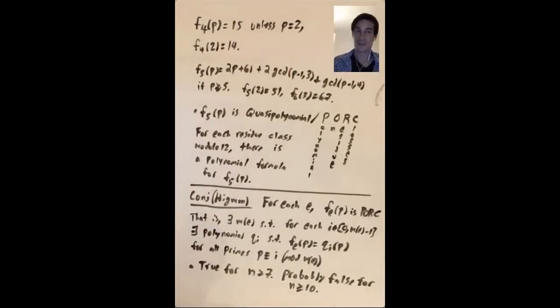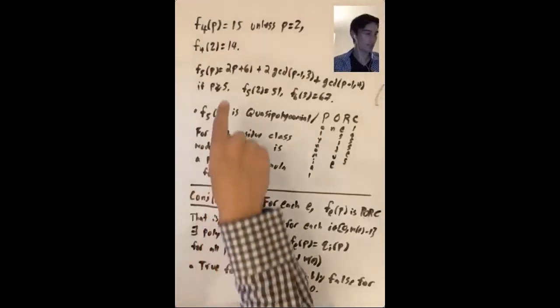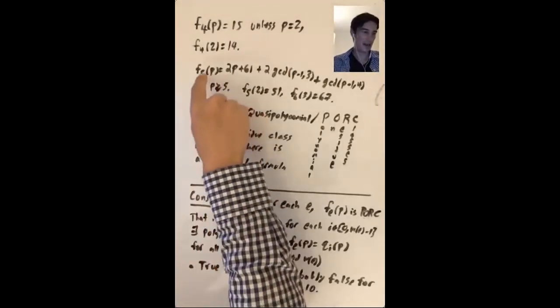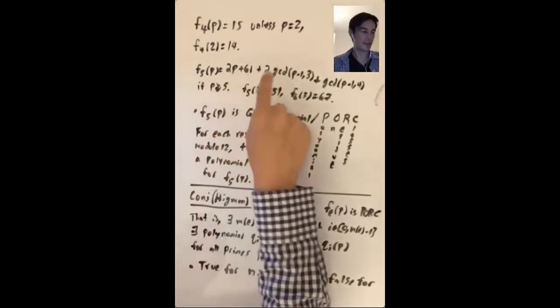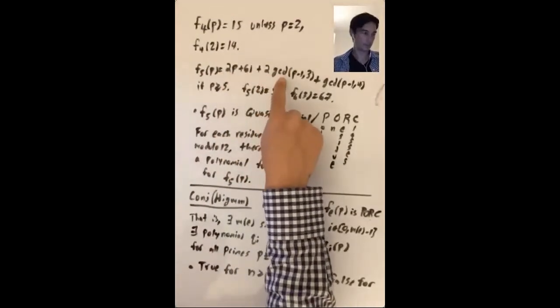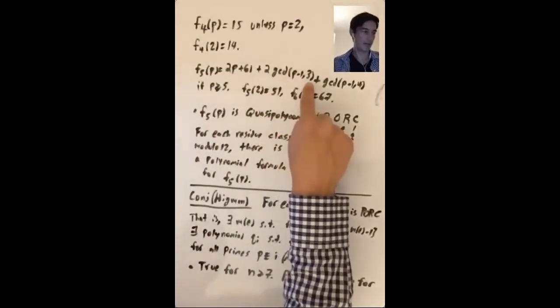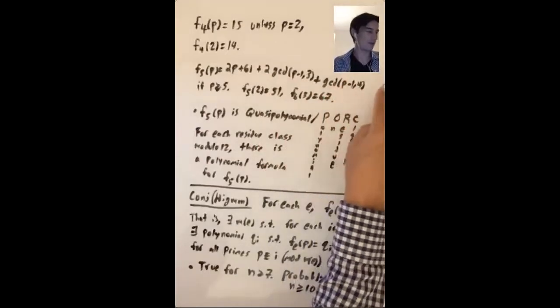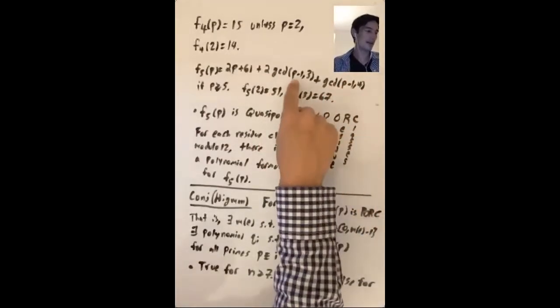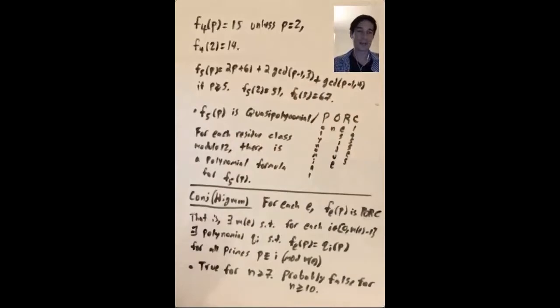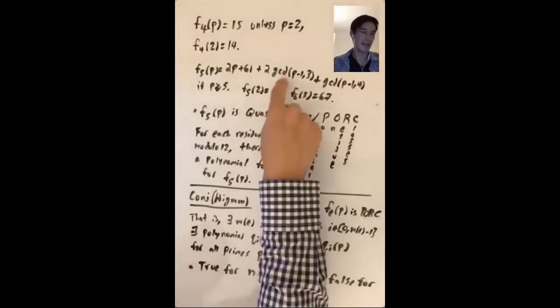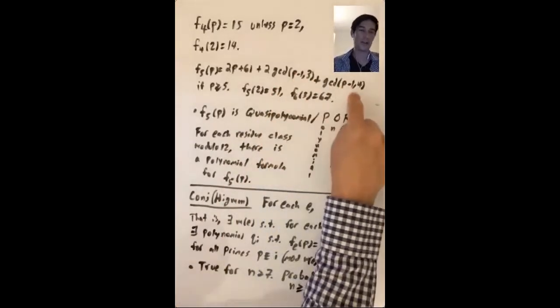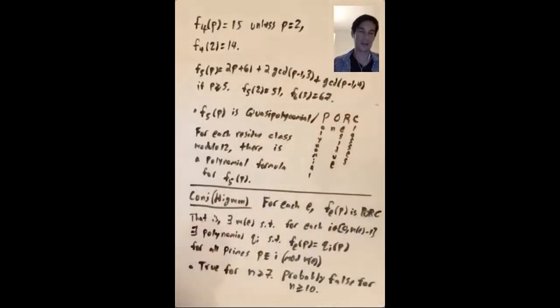What happens for groups of order p to the 5th? Here's the formula. f_5 of p is 2p plus 61 plus 2 times the greatest common divisor of p minus 1 and 3 plus the greatest common divisor of p minus 1 and 4. So what is this saying? When p is 1 mod 3, you're picking up an extra pair, and when p is 1 mod 4, you're picking up an extra group.